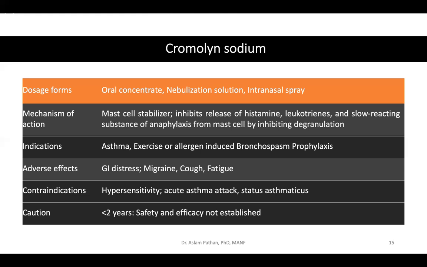Contraindications include hypersensitivity, acute asthma attack, and status asthmaticus. So cromolyn sodium is also not advised for use in acute asthma, acute bronchospasm, and status asthmaticus. Cautions: in children less than 2 years, safety and efficacy are not established. Therefore, do not recommend cromolyn sodium in patients less than 2 years.